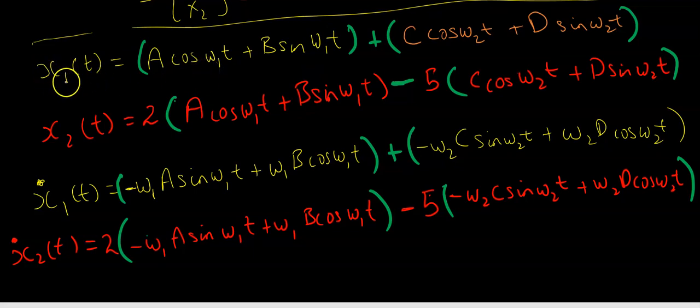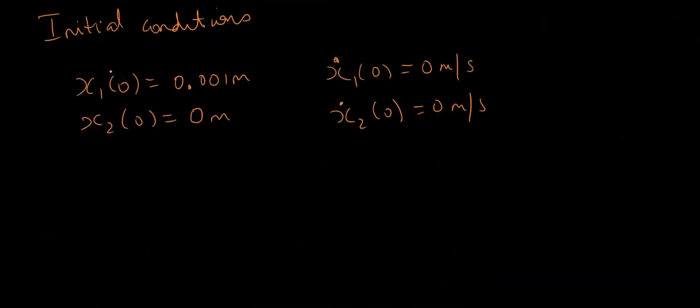Let's start by saying x1 at time t is equal to 0. If x1 at time t is equal to 0, you substitute t is equal to 0, you must recognize the cos term is 1, and the sine term is 0. So then basically you just have a plus c, right? So, in other words, for x1 at t is equal to 0, you're going to have a plus c being equal to 0.001 meters, right? That's what you're going to have.